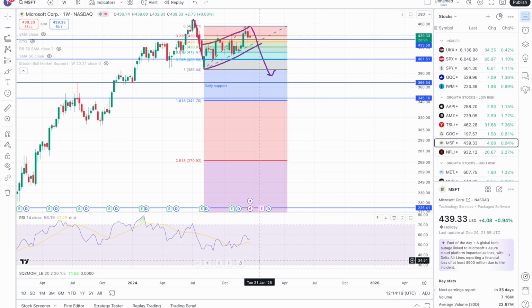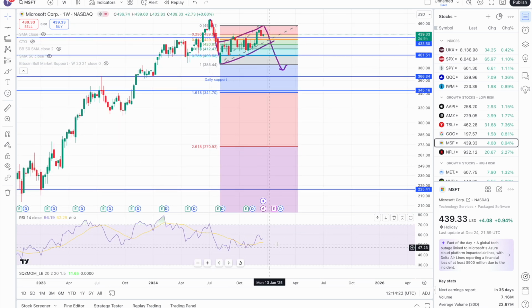One thing that I did not mention is the RSI. You could see Microsoft is on the higher side of the RSI, the upper half. The RSI has been trending down, and the price has also been trending down as well. So maybe this also points towards the rally cooling off.